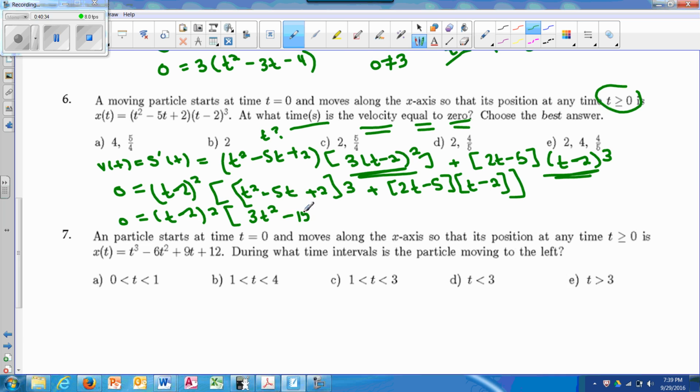Our position at time 2, 2 cubed is 8. 8 times 4 is 32. 2 squared is 4. 4 times 5 is 20. 32 minus 20 leaves us with 12 meters. So the displacement is position B minus position A over our time interval. 63 minus 12 is 51. 3 minus 2 is 1. We put displacement over time. So it's 51 meters per second.